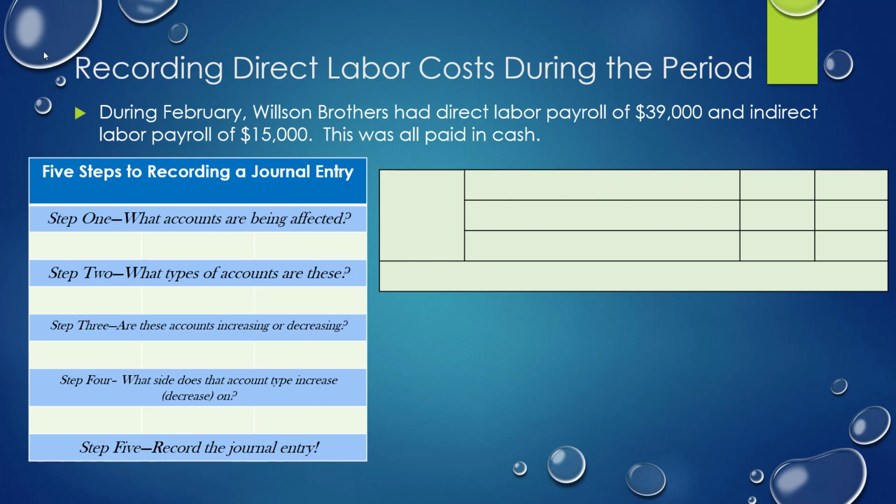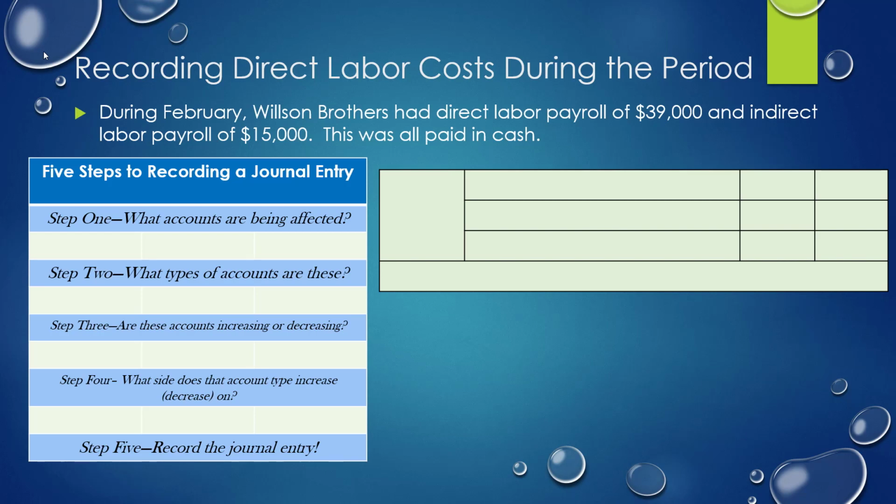Now we got to account for the second direct traceable cost component. Well, not necessarily traceable, but some of it is, which is labor. And labor costs during the period for Wilson Brothers were $39,000 for direct labor payroll, the people actually sitting there building houses and sheds and what have you, and $15,000 for indirect labor payroll, the people that supported our carpenters but don't actually physically build the goods. All this is being paid in cash.